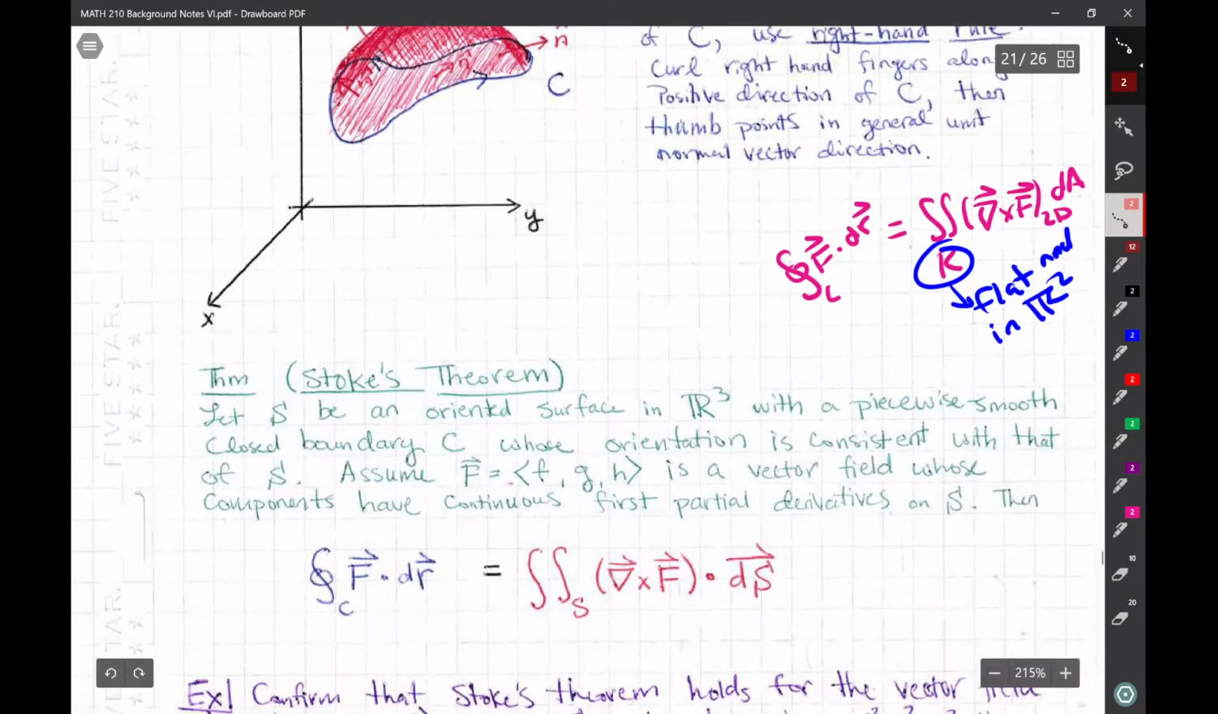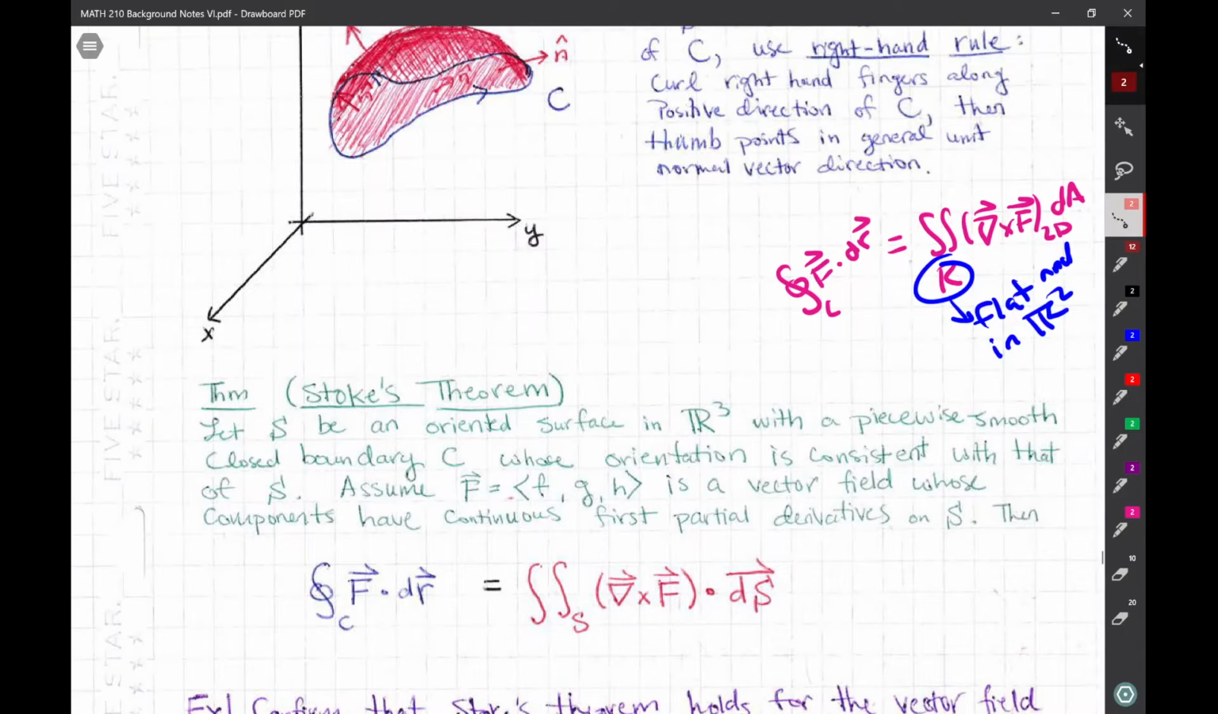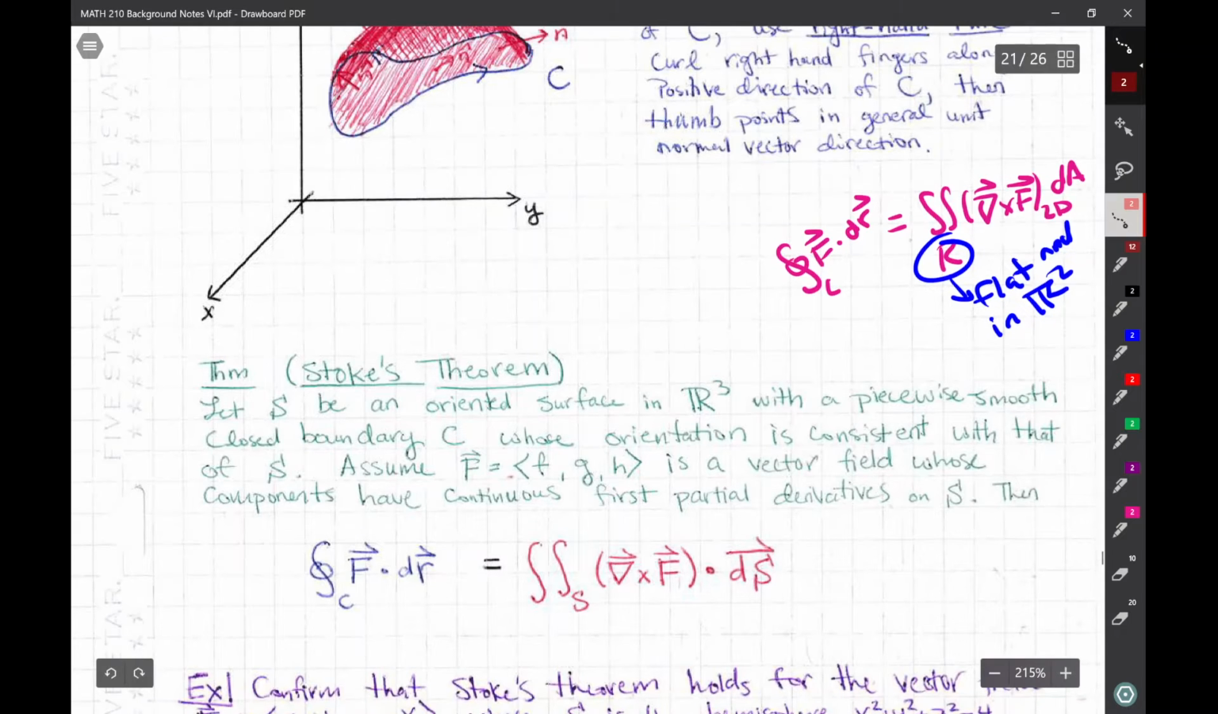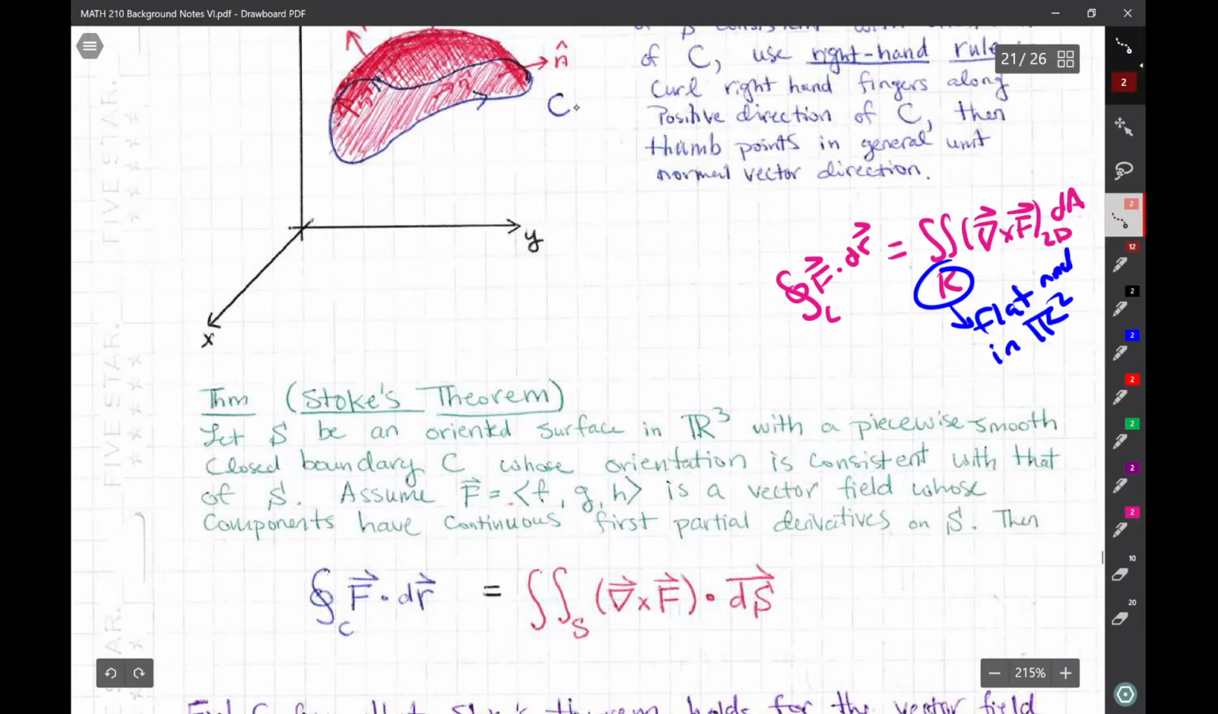So let's take a look then at Stokes' theorem. If S is an oriented surface, meaning you could choose the positive direction, and it lives in R3 with a piecewise smooth closed boundary C, whose orientation is consistent with the right-hand rule that we just saw, and you have this vector field F, which lives in R3, then you could trade a line integral at the boundary of S, so C is at the boundary of S, right? So the boundary of S is equal to C.